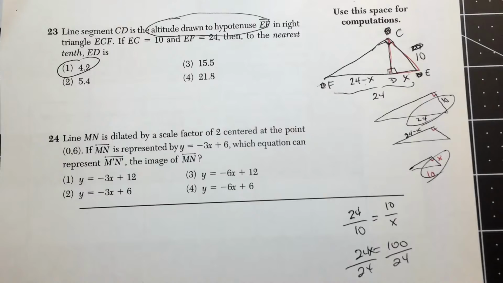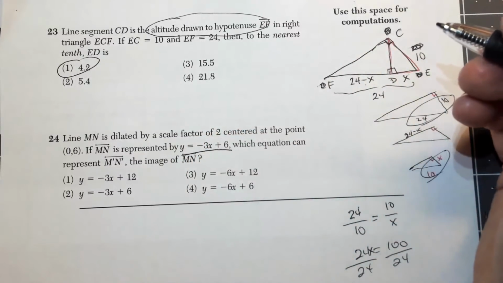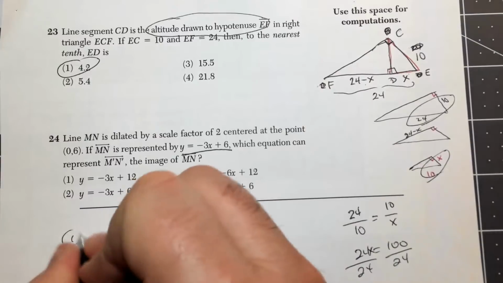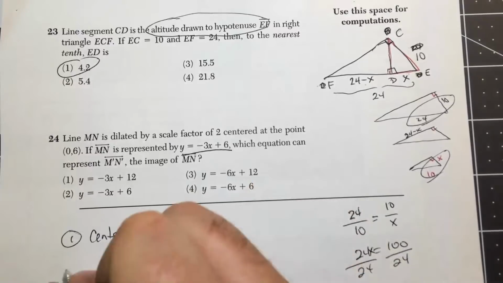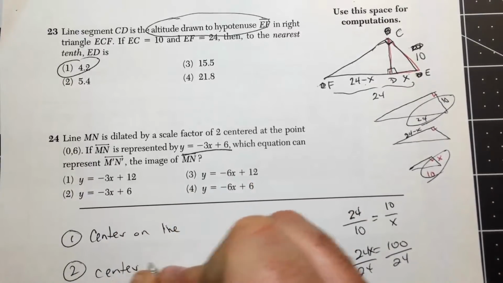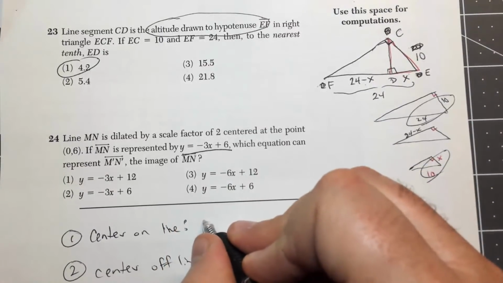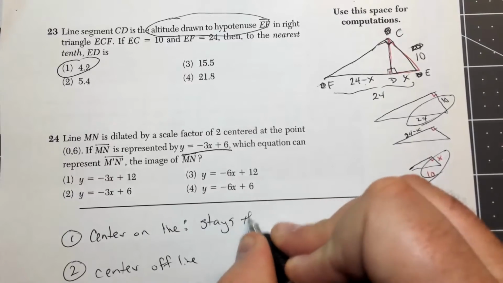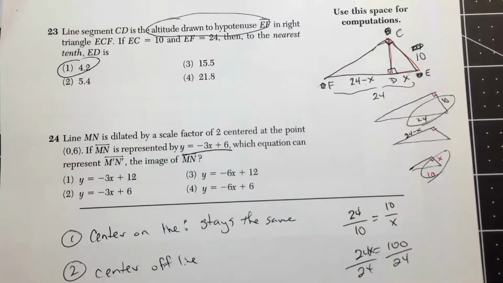All right. So if we have a graph, whether or not we do, we have an equation, and it says that we're doing a dilation, and it's centered at the point 0, 6. So there's two options here. Number one, the center is on the line, and option 2, the center is off the line. If it's on the line, it stays the same. Doesn't change. So notice, the point is the point 0, 6. 1, 2, 3, 4, 5, 6.